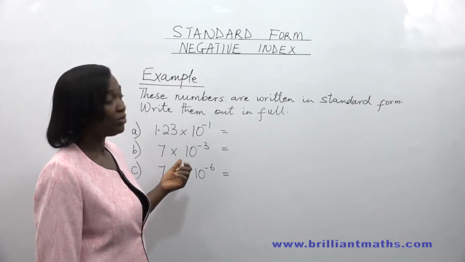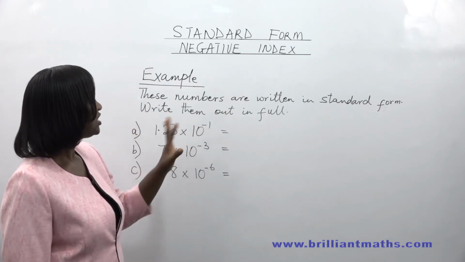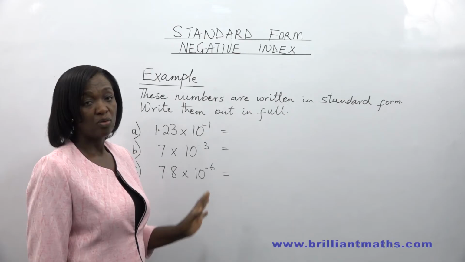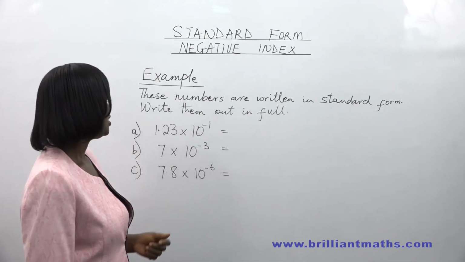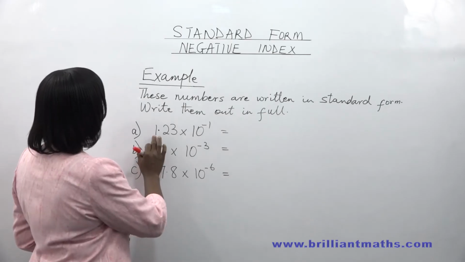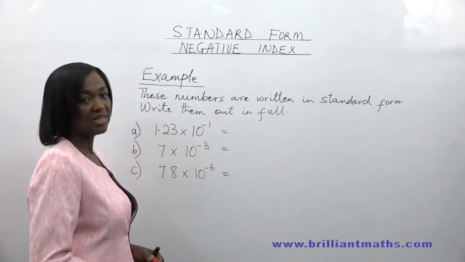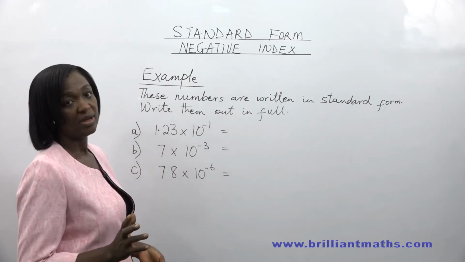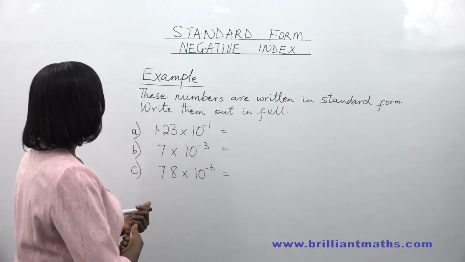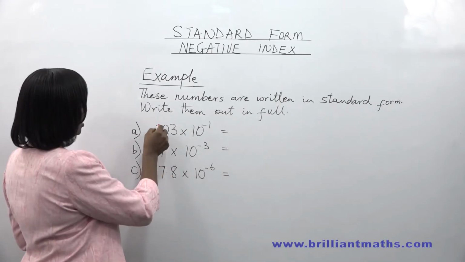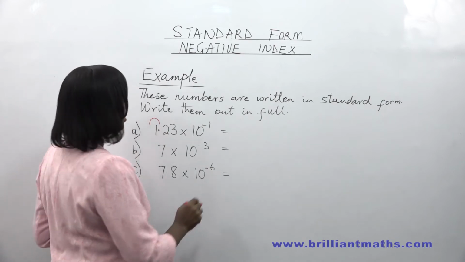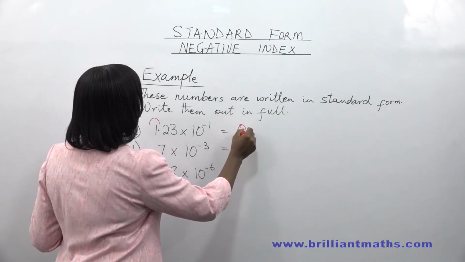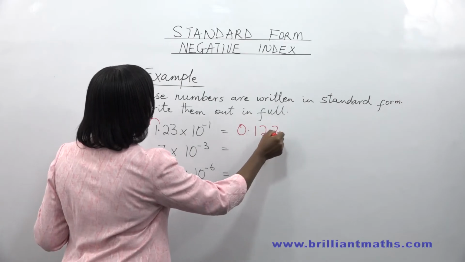In this example, the numbers have been written in standard form, but we want to write them out in full. That's very easy. We have 1.23 times 10 to the power minus 1. That means that it's just one step. So the answer becomes 0.123.